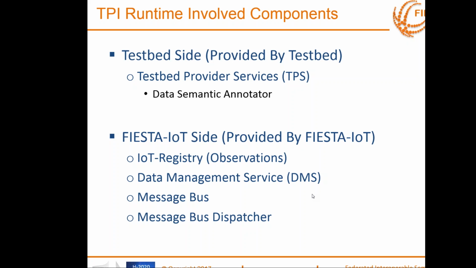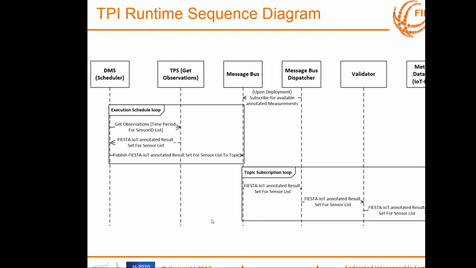So again, what is going to be required is your TPS that's going to be accessed, the IoT registry in order to store the observation, the data management service that is going to manage the job that has been scheduled, the message bus where the annotated measurements are pushed, and the message bus dispatcher which collects the data in order to store them to the IoT registry. So the sequence diagram that describes this procedure is depicted in this slide.